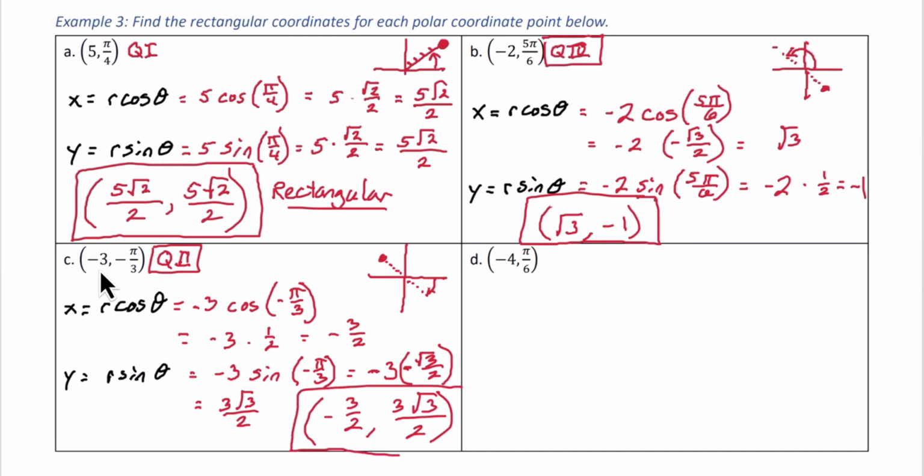So this is the rectangular coordinate. Recognize that that is in quadrant 2. X is negative, y is positive. That puts us in Q2.